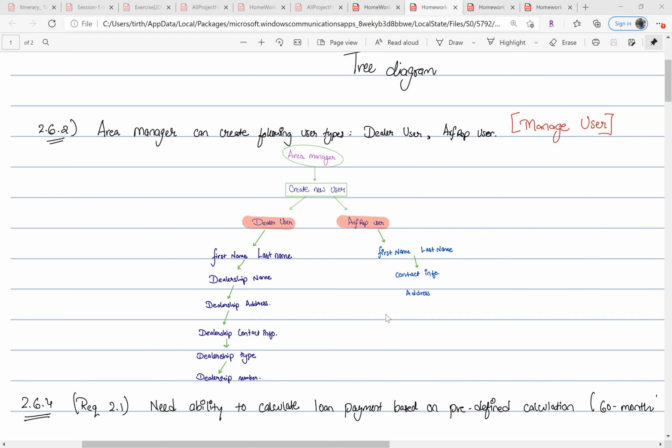Because if you see what you have drawn, the first name, last name, and dealership name are the actual attributes or information I need to create the dealer user. Those are not the test cases. Those are not the leaves. So when you're building a tree, think about what different possible scenarios you need to come up with in order to validate that particular requirement. Yep, that makes sense.